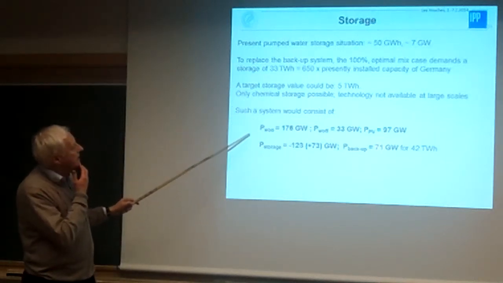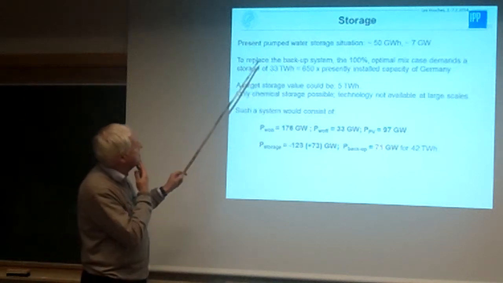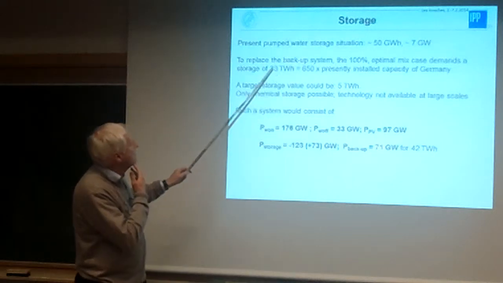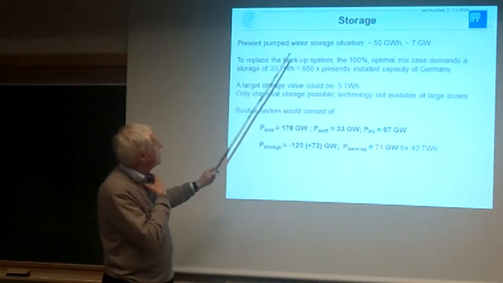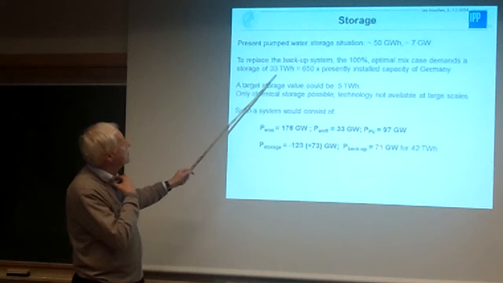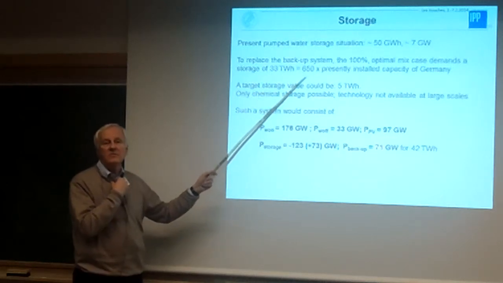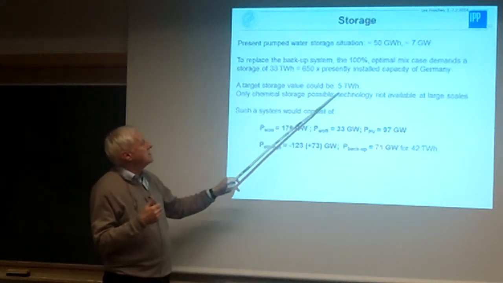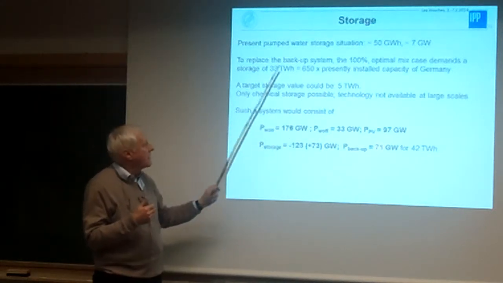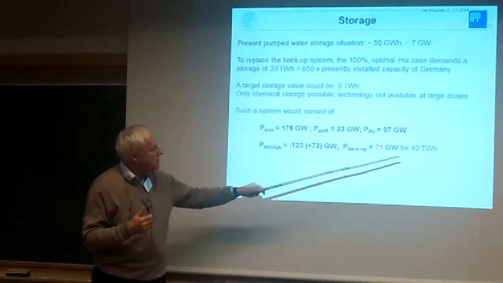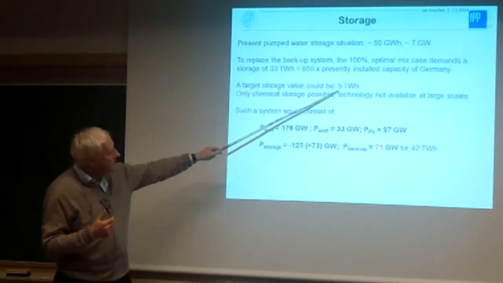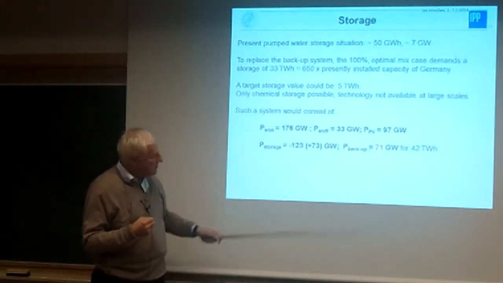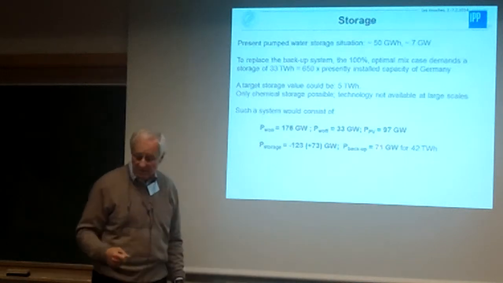Storage: in Germany, the situation is that we have 50 gigawatt hours and 7 gigawatts. For the 100% optimal mix case, we need 33 terawatt hours, a factor of 650 more. So this is impossible. Just to play around with figures, I satisfied myself with 5 terawatt hours. This would be a system which would be described when I incorporate 5 terawatt hours. So the backup system is still necessary at the level of 71, and it produces 42 terawatt hours in this case.